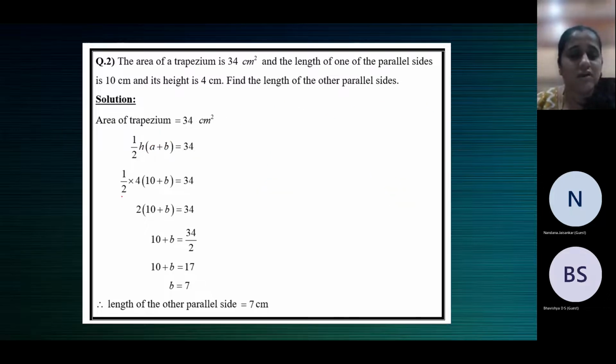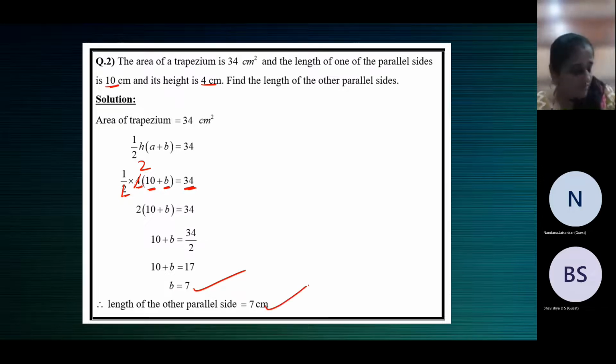So substitute: half, h is 4, a is 10, b we do not know, is equal to 34. So 2 into 10 plus b is equal to 34. 2 comes for division to the other side. So 10 plus b is equal to 17. b is equal to 17 minus 10, which is 7. So the length of the other parallel side is 7 centimeters. Please write down, children.